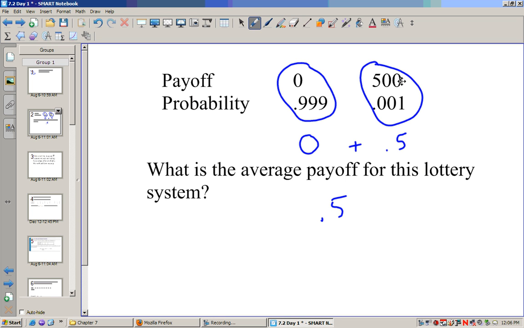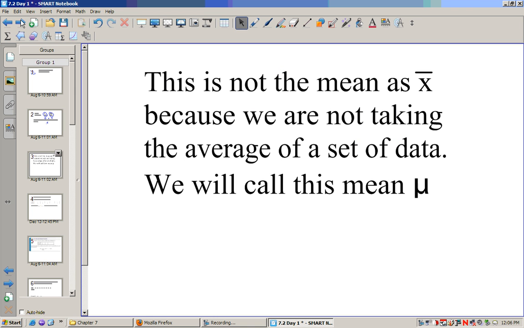0.1% of the people will get $500, and most of the people will get $0. But the average payout is 50 cents. So what that means for people who are setting up the lottery is they have to charge at least 50 cents in order to break even. And anything above that will be profit.